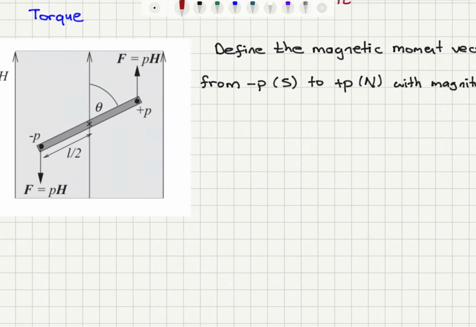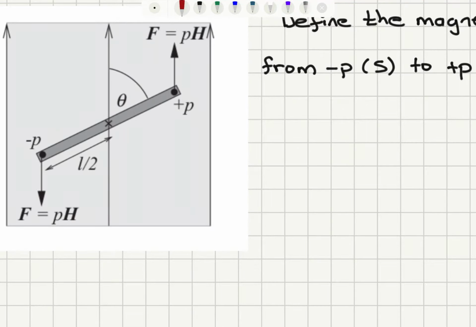So you can see I have a pole couple here, plus P minus P, and the total distance between them is L. So the magnetic moment here is P times L. It's a vector that points from minus P to plus P. So this is the magnetic moment vector.